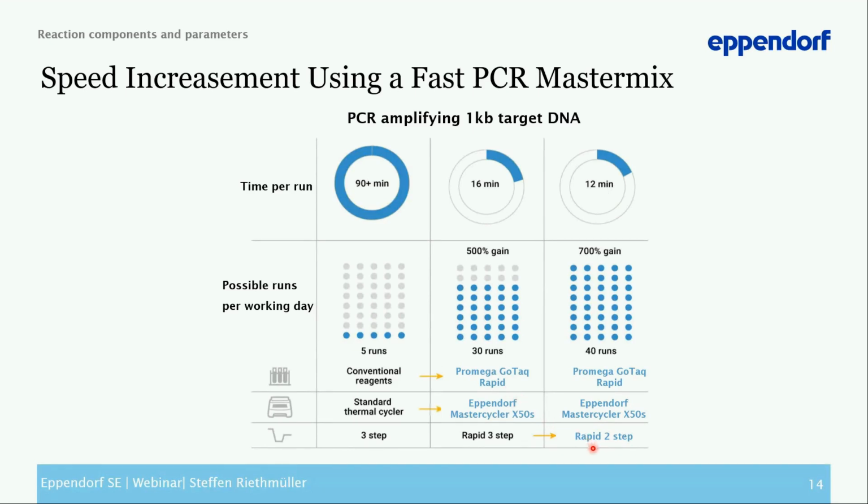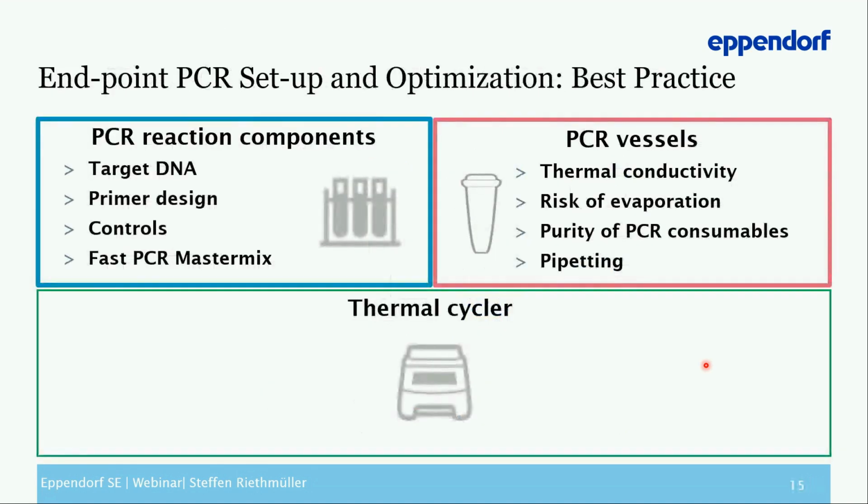And if you use a 2-step protocol instead of a 3-step protocol, you can further decrease the runtime to 12 minutes, meaning you could perform up to 40 runs per day. So in case speed is important, this could really help here. So this brings me to the next section.